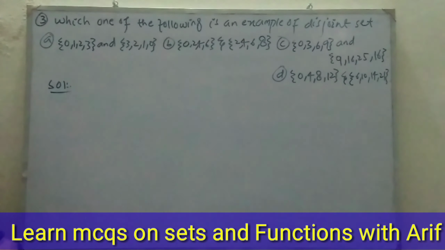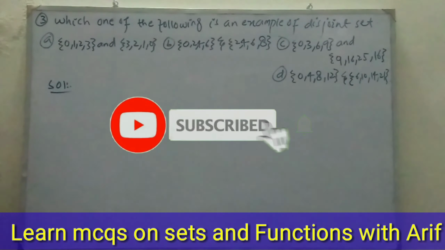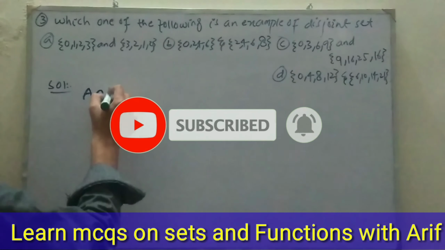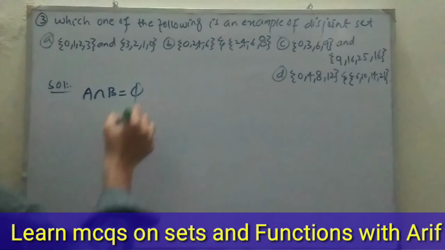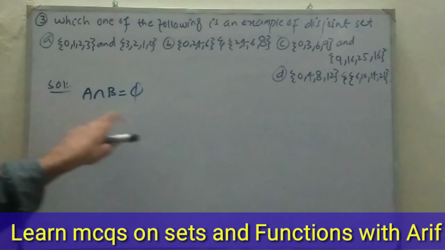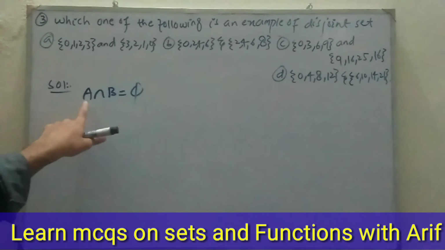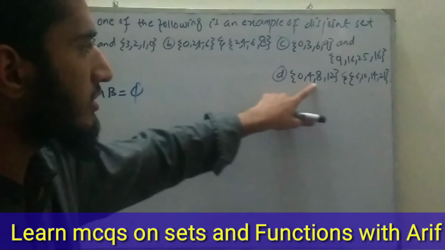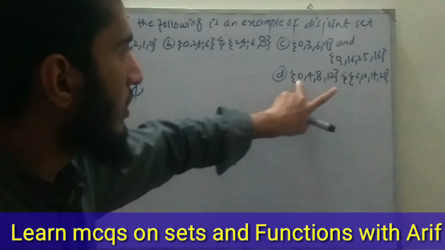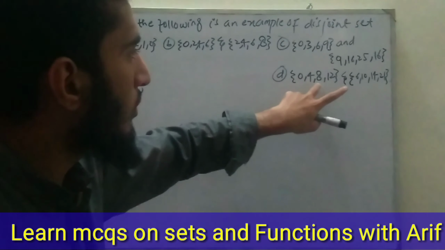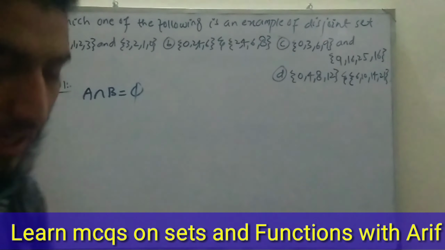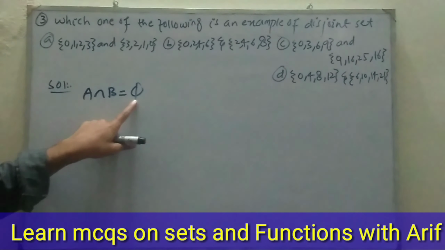According to the definition of a disjoint set, the sets are disjoint if they follow the property that A intersection B is an empty set. So if we check option D, A intersection B means the common elements in set A and set B. Let's suppose this is set A and this is set B. Here there is no common element. 0 and 6 are not common. Set A is {0, 4, 8, 12} and here is {6, 10, 14, 21}. There is no common element, that's why the intersection will be an empty set.